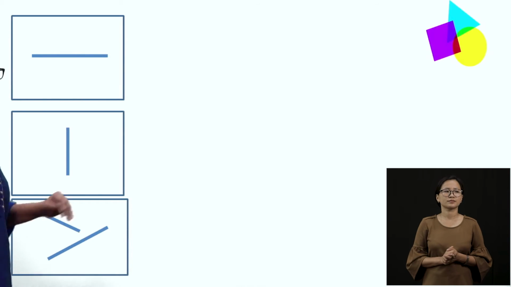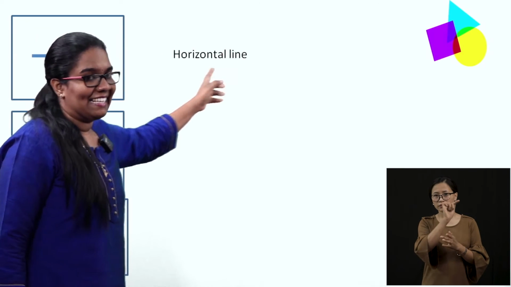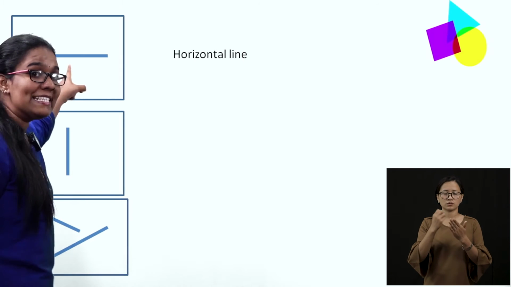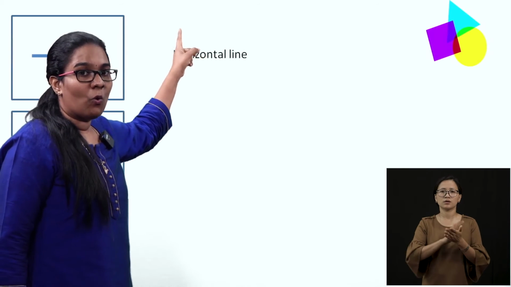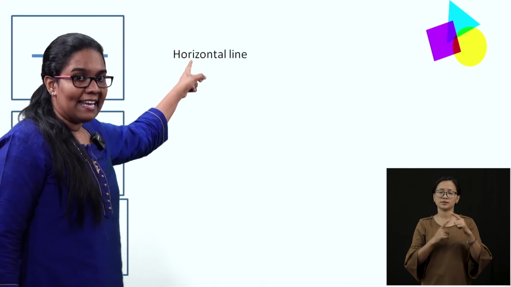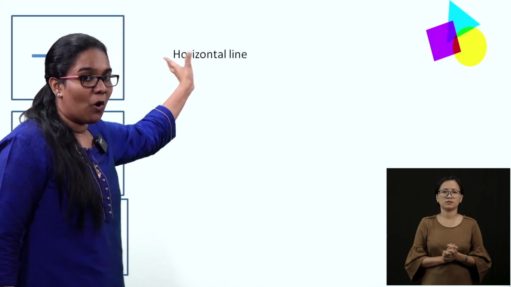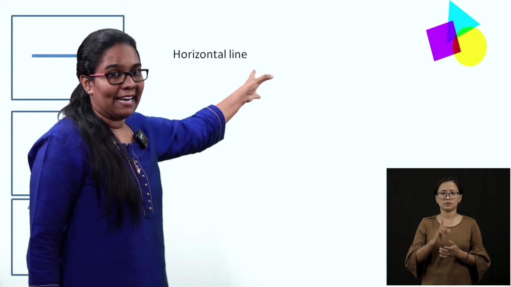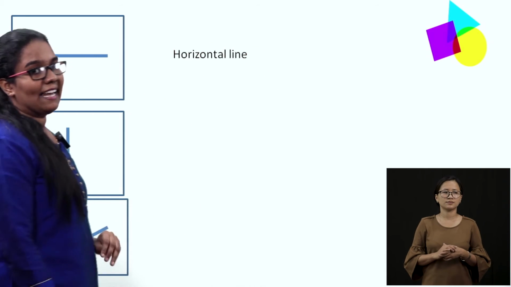Then look here. Here we can see some lines, right? Look carefully. The first one is called a horizontal line. What is the spelling of horizontal? H-O-R-I-Z-O-N-T-A-L. Horizontal line.